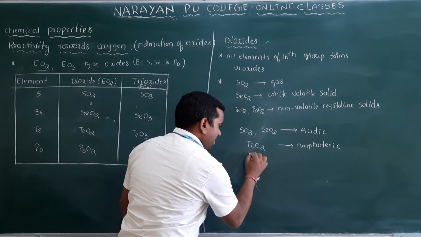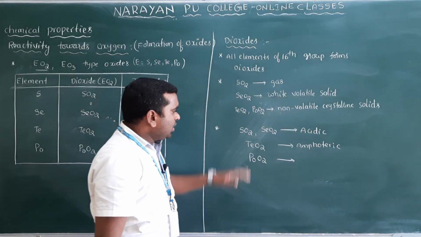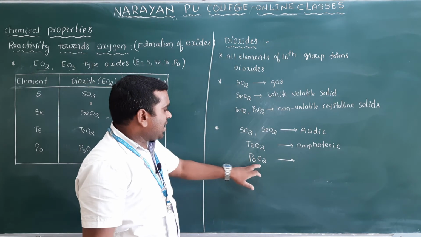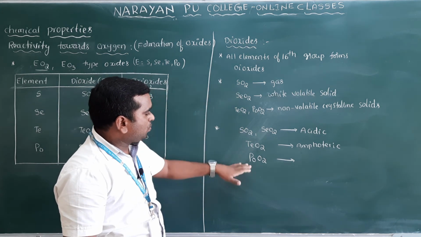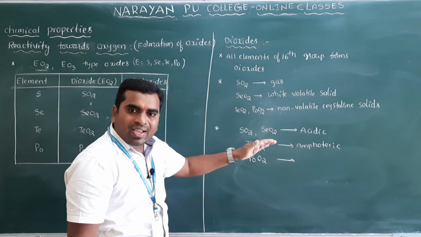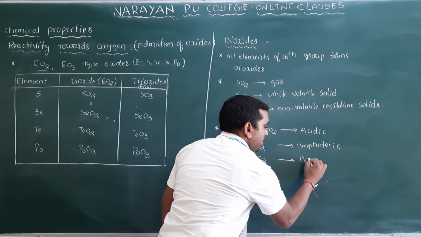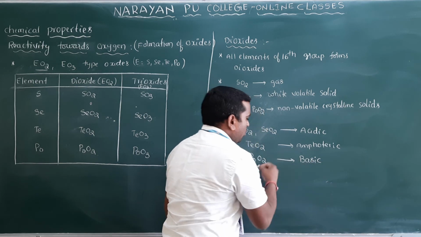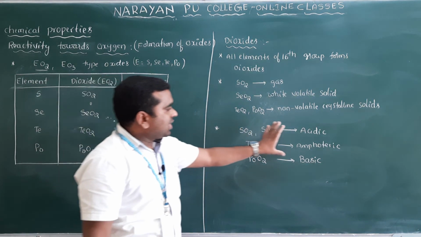And PoO2, we need not discuss this one. You know, metallic character increases from sulfur to polonium. So it is a metal oxide. Metal oxides are mainly basic. It is also somewhat amphoteric with more basic character. Clear? So these are about the oxides.